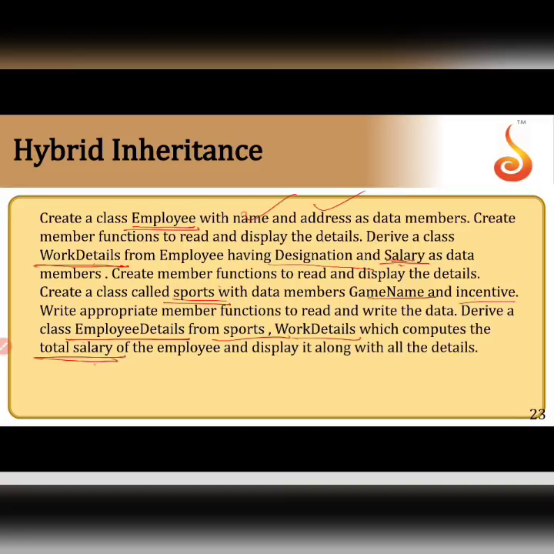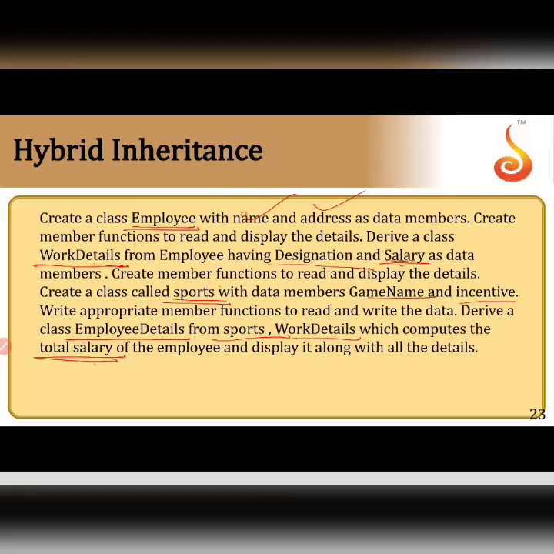The name of the employee, the address of the employee, the designation of the employee, the game played by the employee, the incentive for that game, and then the total salary, which is nothing but your salary plus the incentive, had to be printed as an output. So you're taking the data from multiple classes and printing it.